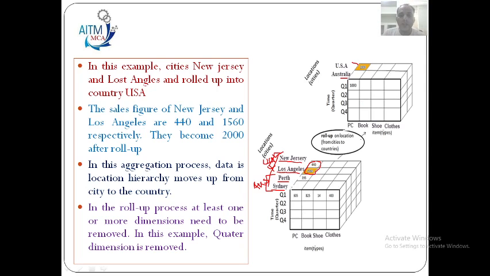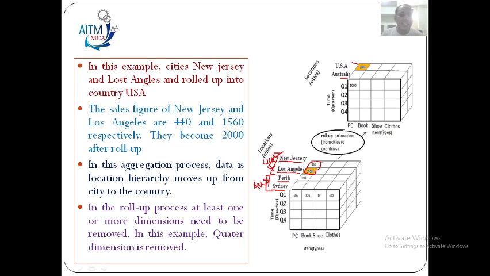Now when you combine these two, 440 plus 1560, it becomes 2000. It means in the first quarter, USA performed 2000, whether it is dollars or money, whatever. When you combine, the aggregated value of that country is 2000. What about Australia? In Perth it is 395 and in Sydney it is 605. When you combine these two, you will get 1000 for Australia.